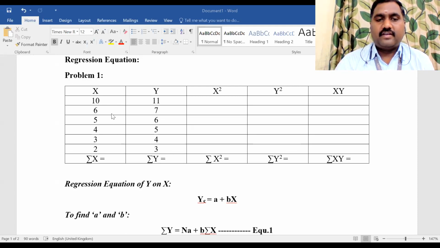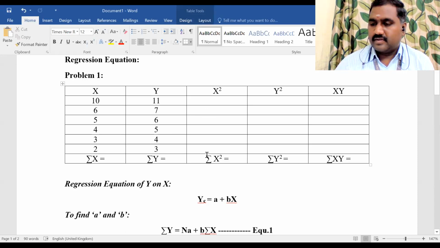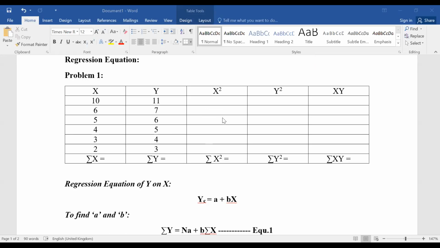Already we have taken the x value and then y value. Now we need to find out x square. Network is showing some problem. See now, x is there, y is there, and x square we need to find out. So what are the values of x square? 100, then 36, then 25, then 16, 9, and then 4. We are just squaring the x values.